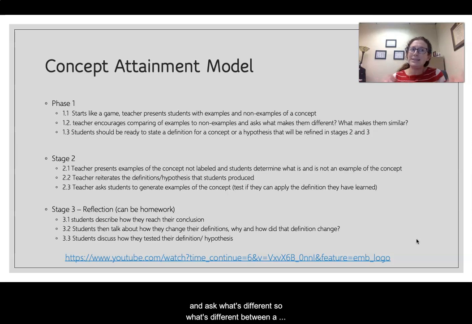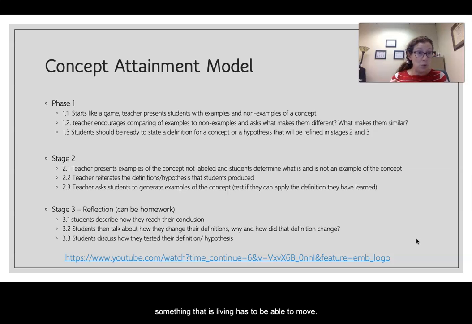What's the difference between a seed and a feather? What's the difference between a cell and a molecule? And then we're going to have students be ready to state a definition for a concept or a hypothesis. So I'm going to ask you, okay, what are you guys saying? You're saying that something that is living has to be able to move?